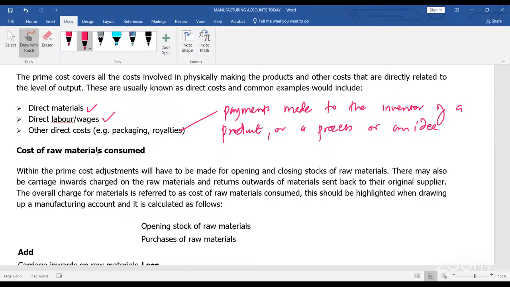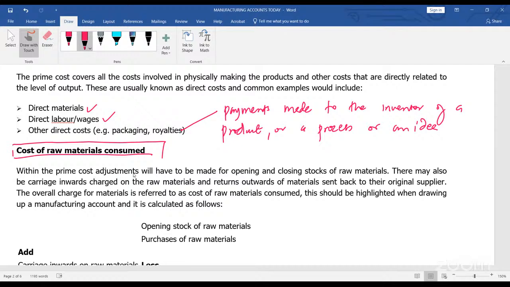Then we have what we call the cost of raw materials. As I've told you, these manufacturing businesses purchase the raw materials, then they transform these raw materials into finished goods. So as they are doing production, we have to find out how much is the cost of the raw materials they have used to produce the goods. How much are they incurring to produce? So that is cost of raw materials control. How would we determine the cost of raw materials control?